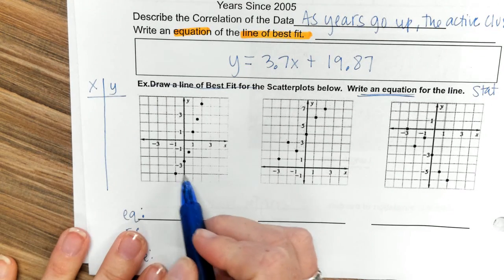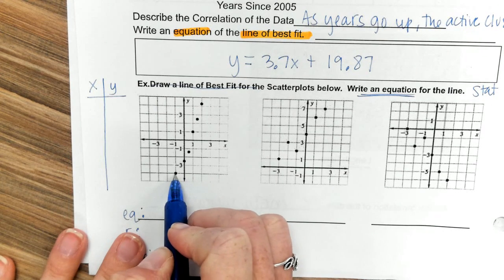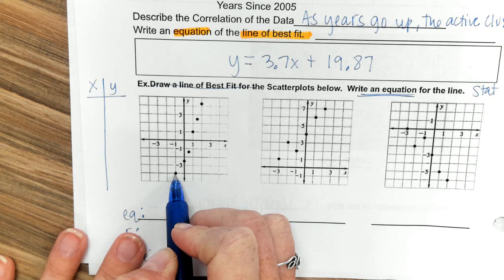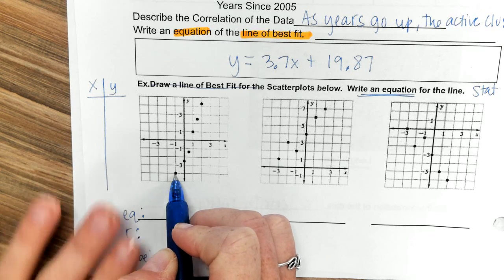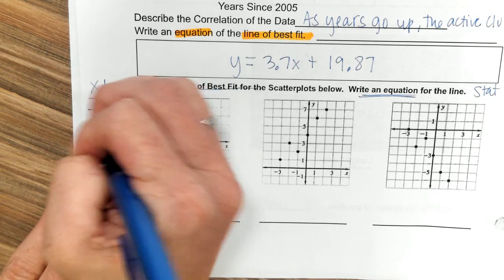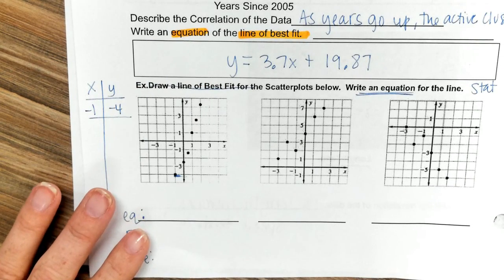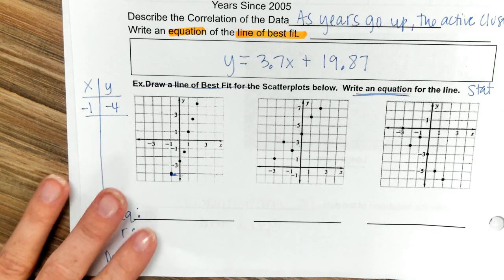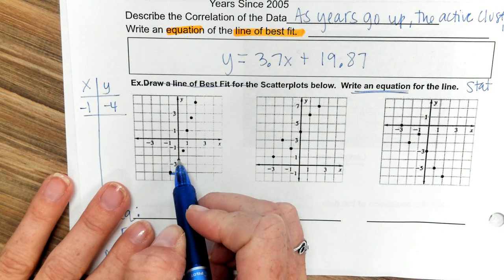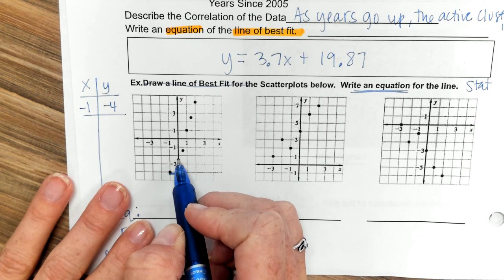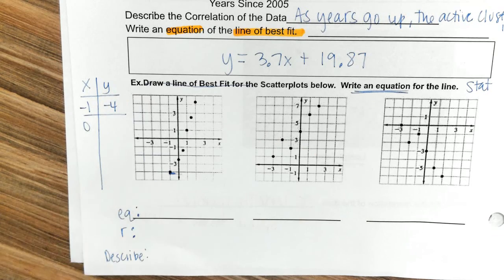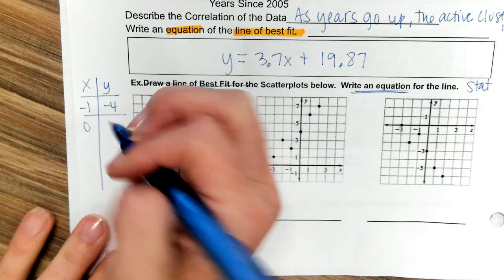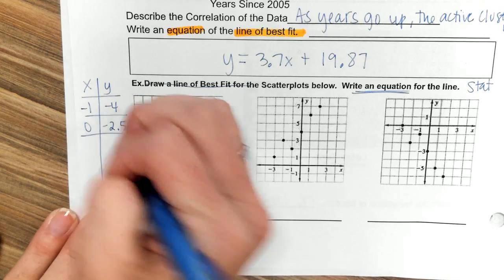So look at the first dot right here. Where is it at? I need a coordinate. -1, -4. That one was easy. The next one's kind of easy. What is the x value of this dot? 0. But the problem is it's not on -3 and it's not on -2. It's between them. -2.5. That one wasn't too bad.